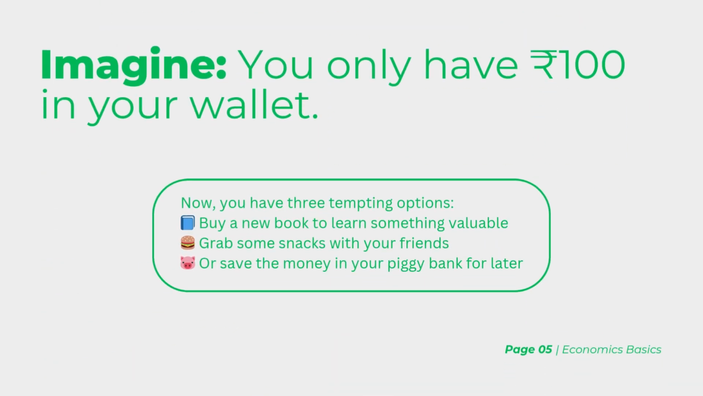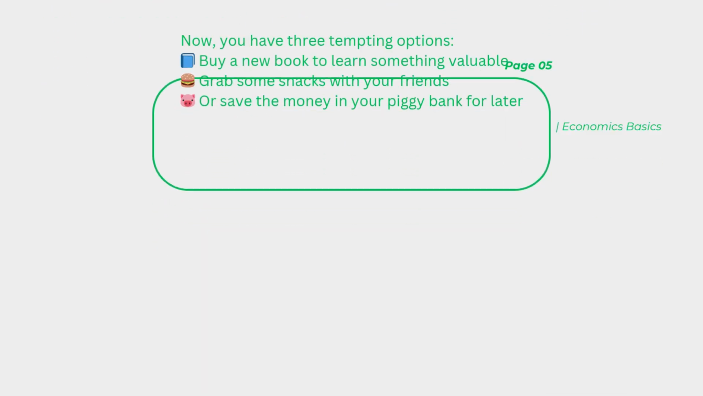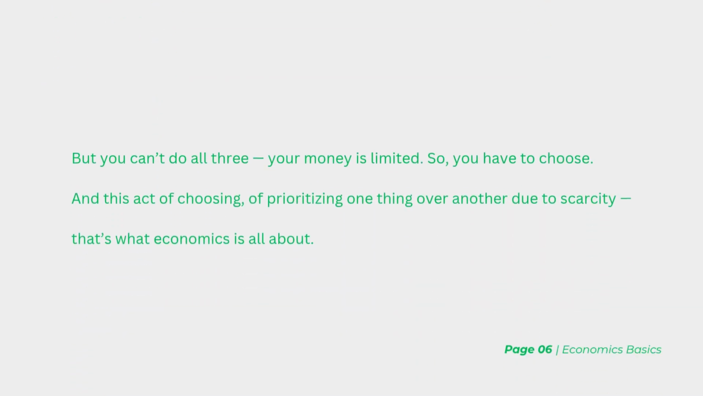Imagine this. You only have 100 rupees in your wallet. Now you have three tempting options. Buy a new book to learn something valuable, grab some snacks with your friends, or save the money in your piggy bank for later. But you can't do all three. Your money is limited. So you have to choose. In this act of choosing, of prioritizing one thing over another due to scarcity, that's what economics is all about.